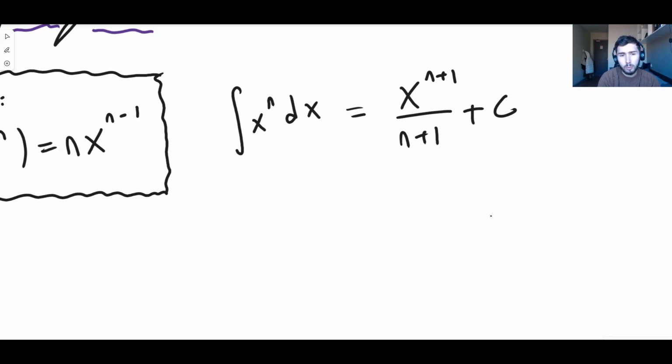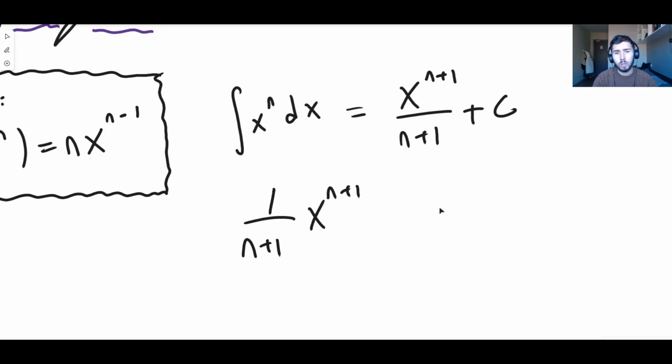So if we differentiate, let me write this again: 1 over n plus 1 times x to the n plus 1. I hope that we agree that these are equivalent. Instead of writing it as x to the n plus 1 over n plus 1, I'm writing 1 over n plus 1 times x to the n plus 1. But they are the same thing, I'm just writing them in a different way. So we can clearly see the coefficient is 1 over n plus 1.